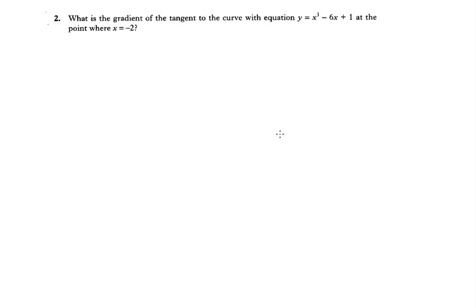This is question 2, 2012 Higher Paper 1. We're asked to find the gradient of the tangent to this cubic curve y equals x cubed minus 6x plus 1 at one of the points on the curve.